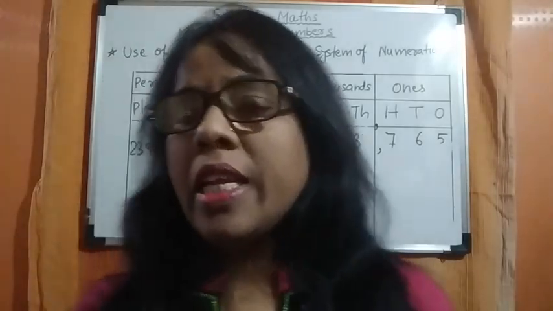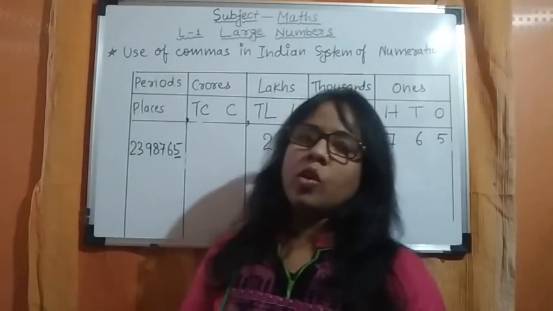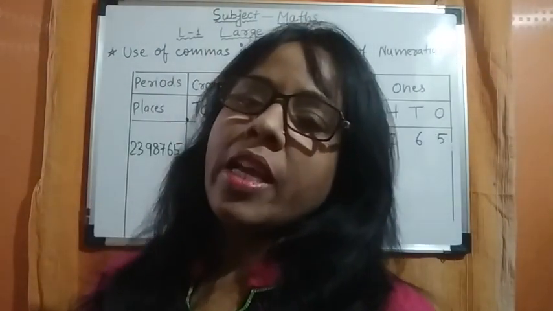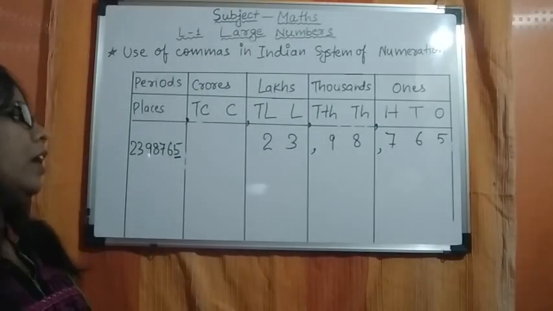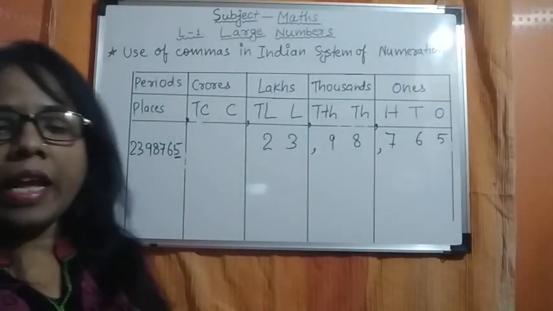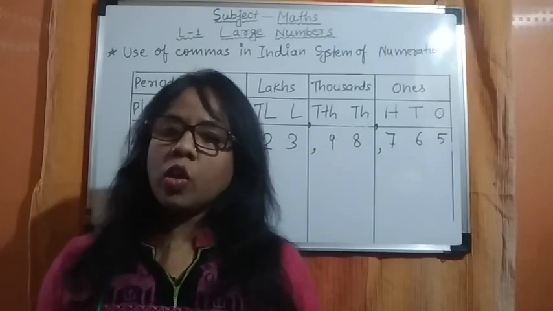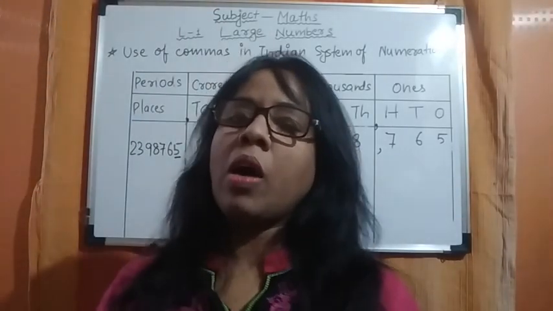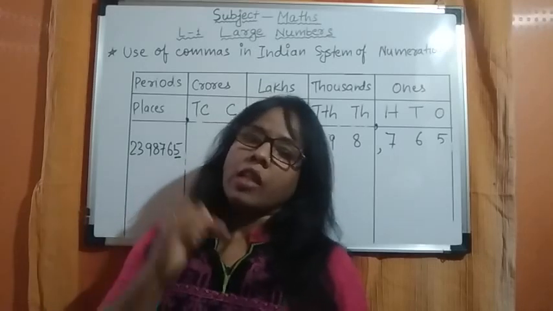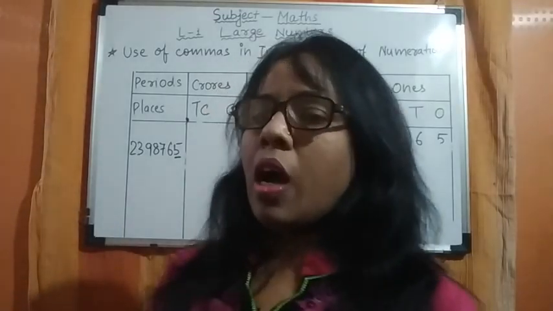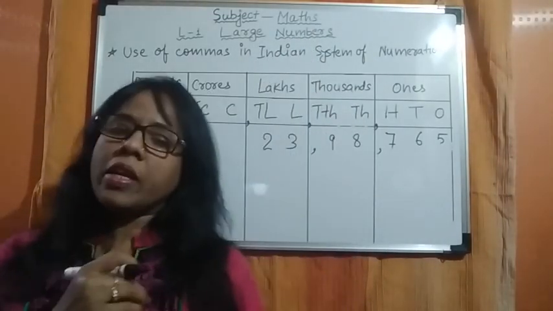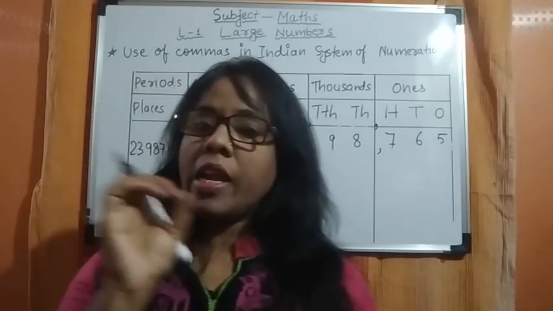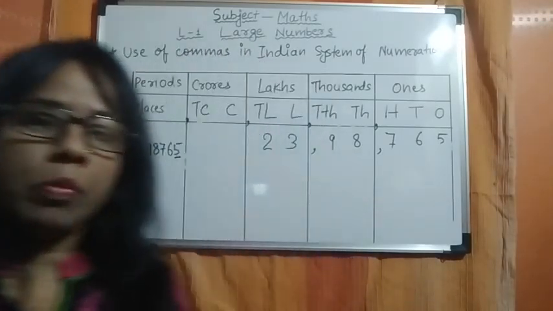Now you can easily find out if you know what the places are, what the periods are, and where the one period ends, there you have to put a comma. After the ending of ones period you have to put a comma. After the ending of thousands period you have to put a comma. After the ending of lakhs period you have to put a comma. And after the ending of crores period you have to put a comma.